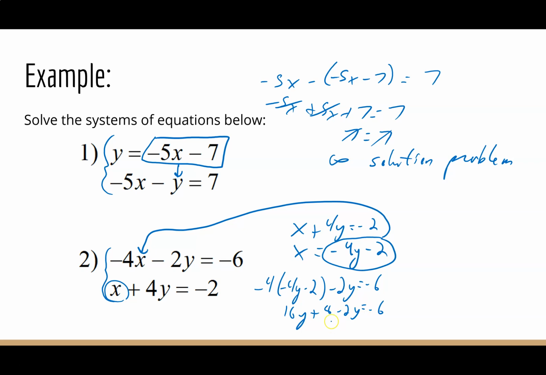Let's see, combine the y's. 14y, minus 8 from over there, negative 14. So y equals negative 1. Half my answer.